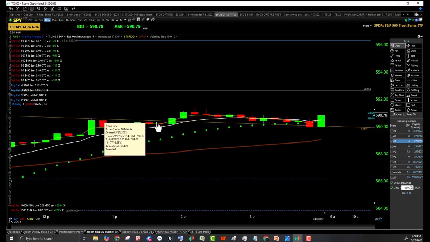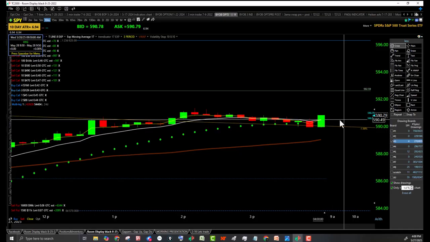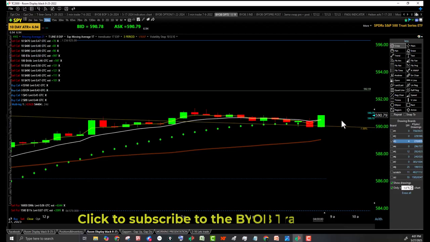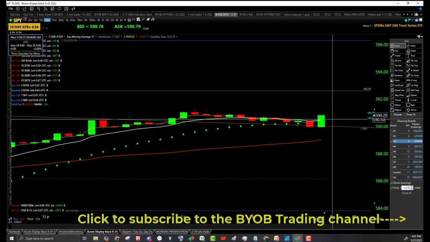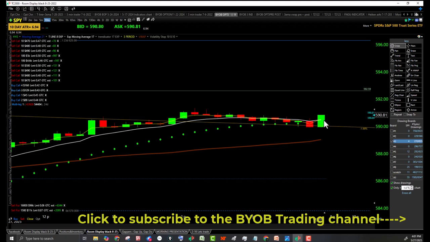They pinned it right here at, I'm just going to say, 590.45 almost for the last 3-4 hours. You can see from 12 o'clock until 4, we haven't moved much at all. Getting a little bullish engulfing candle at the last minute here. So we'll see what happens with that.